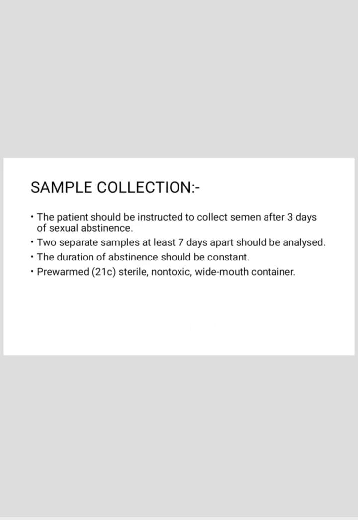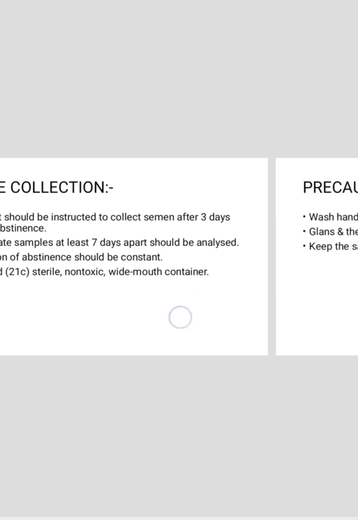Sample collection. The patient should be instructed to collect semen after 3 days of sexual abstinence. Two separate samples at least 7 days apart should be analyzed. The duration of abstinence should be constant. A pre-warmed sterile, non-toxic, wide-mouth container is used for the sample collection.